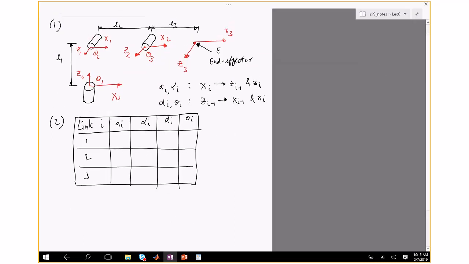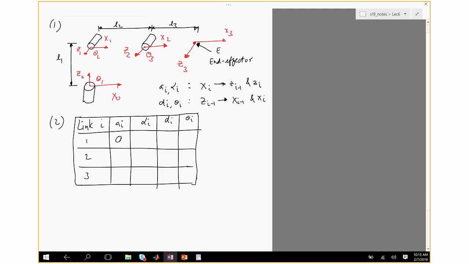Z0 is upwards, Z1 is pointing outwards. We need to find the distance between those two axes measured along X1. X1 is that way. So we look at the distance between this axis and this axis from top, because we want to see the distance along this axis. Since the distance between the two is 0, because they have a common intersection, the distance is 0. If Z1 was over there to the right, then the distance would not have been 0. So distance is 0.